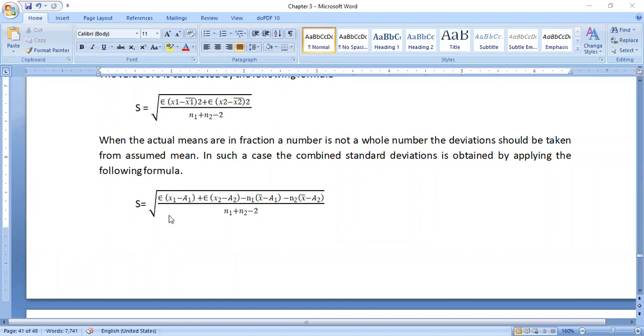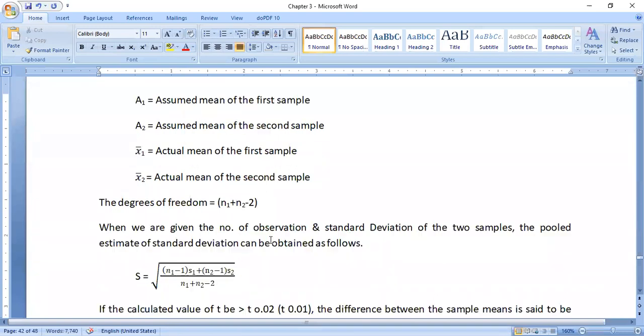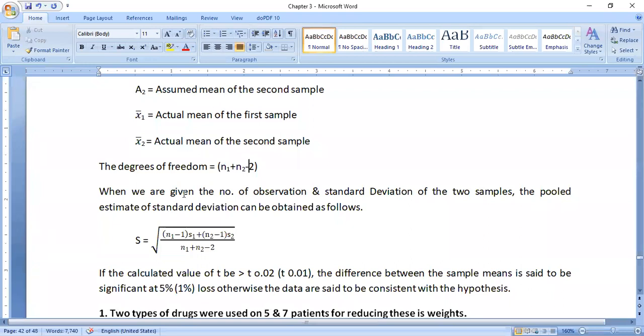Then there are the degrees of freedom. Degrees of freedom is n1 plus n2 minus 2. When we are given the number of observations and standard deviation of two samples, the pooled estimate of standard deviation can be obtained as follows. This is also important: if the number of observations and standard deviations of two samples are given, then we need to apply this formula.